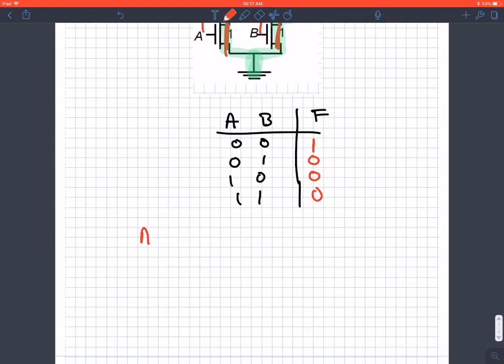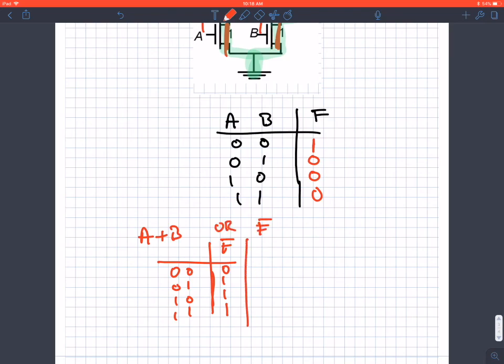Okay, so if you did A or B, that truth table would look like this. This is OR. So if you take the complement of that, this would be 1 0 0 0. So this is a NOR gate. Okay, so there's a short video on logic gates.